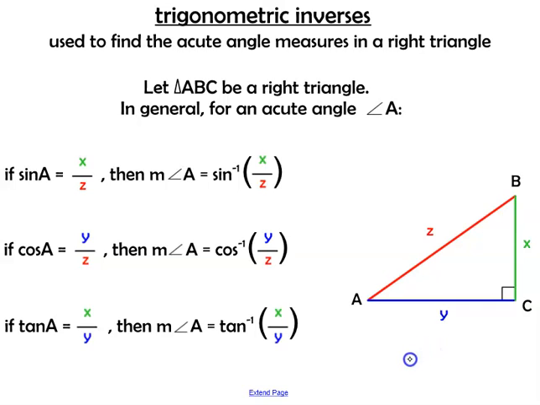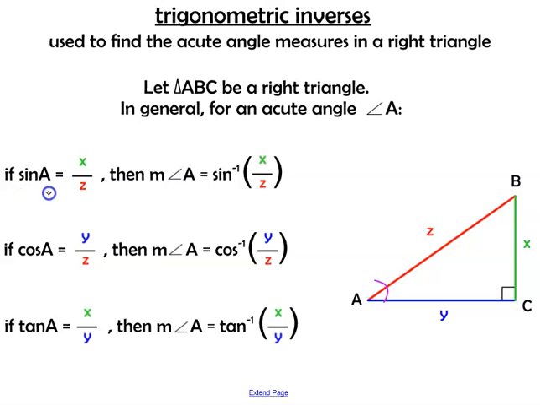When we're looking at our trigonometric inverses, we are using these to find the acute angle measures in a right triangle. So here we have our right triangle ABC, and we're going to talk about how to find the measure of angle A. You start by setting up your equation the same way we did before. You take the angle you're looking at, label your opposite, hypotenuse, and adjacent, and then you use your acronym SOH CAH TOA to help you set up the equation.